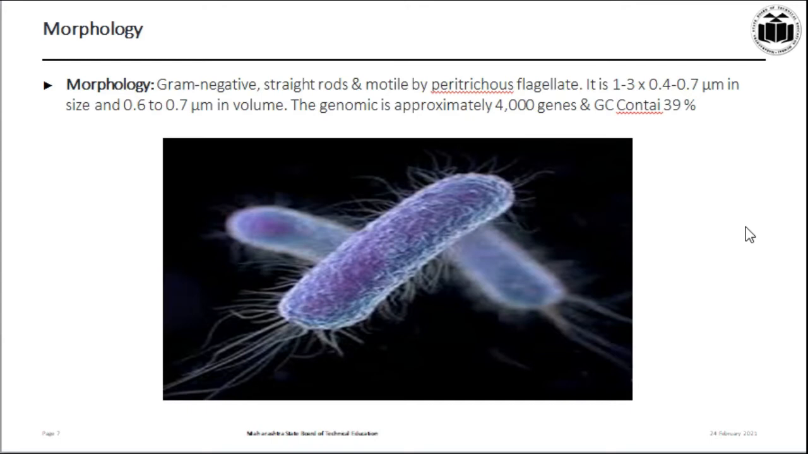Now the size of E. coli ranges from 0.6 to 0.7 micrometer in length, and the genome size of E. coli is approximately 4000 genes, and the GC, that is guanine to cytosine ratio of E. coli, is approximately 39%.